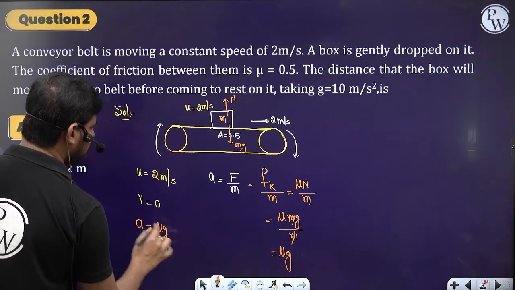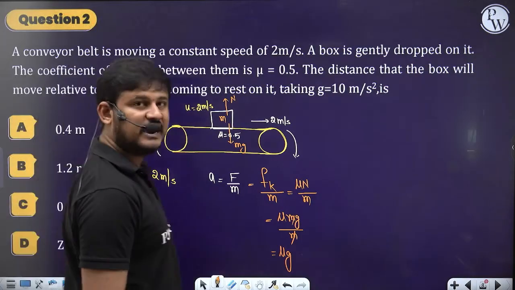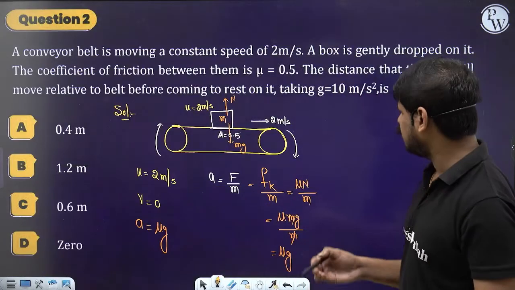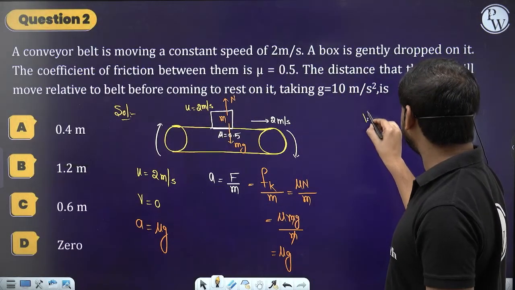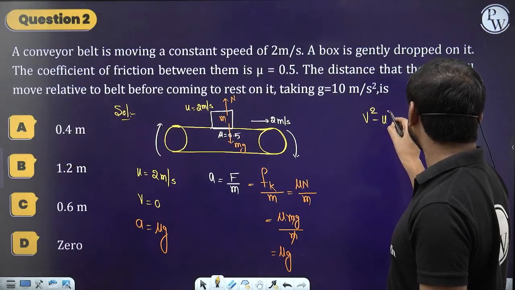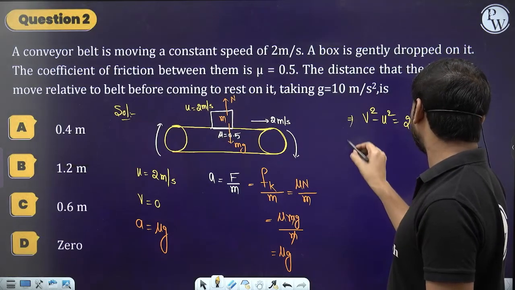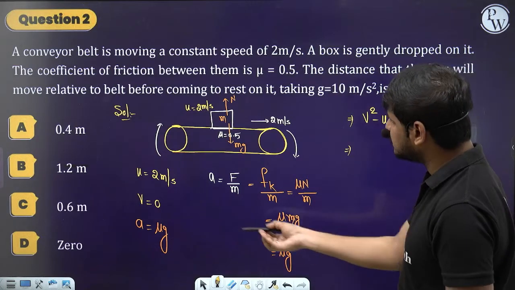You know u, you know v, and you know a. So shall we find the distance? Simply let's use v square minus u square is equal to 2as. So from here I can write v square. What is v?